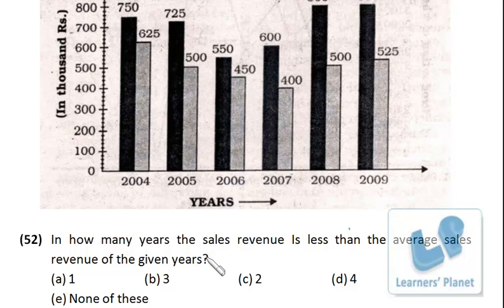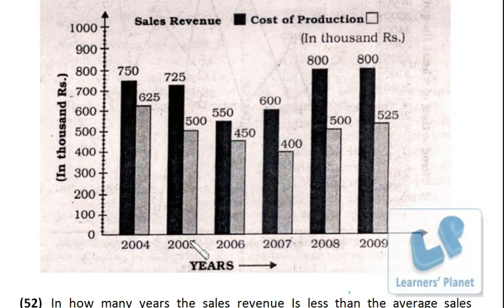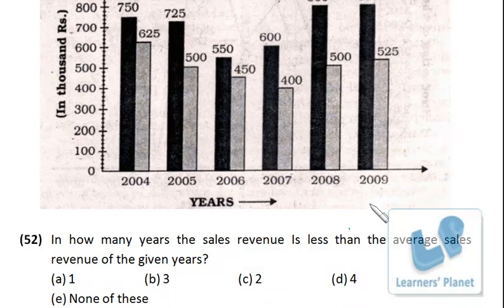In how many years is the sales revenue less than the average sales revenue of the given years? Okay, so once again we need to find out the average sales. So we have to find out the average of these dark bars. Okay, I assume them to be 700, suppose. Some data are more than 700, some are less. So it is plus 50, then this is plus 25, this is minus 150, this is minus 100, this is plus 100, and this is plus 100.